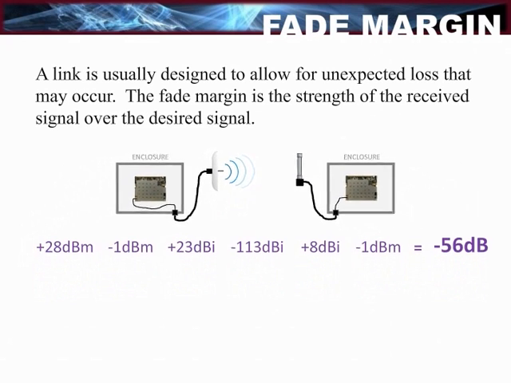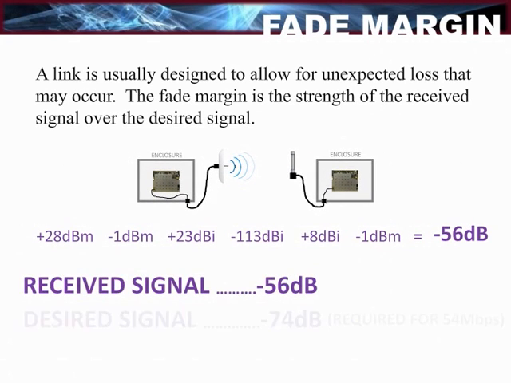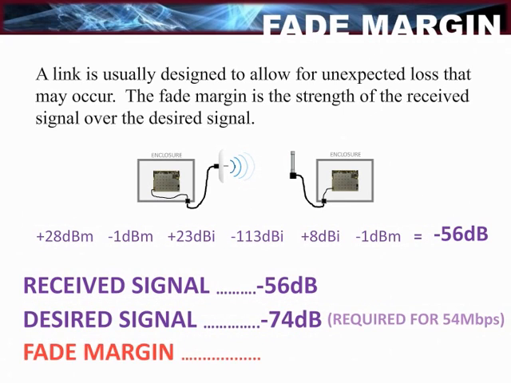A link is usually designed to allow for unexpected loss that may occur. This is done with appropriate transmit powers, antenna gains, and cable runs. This is the over-engineering of the link we were talking about earlier.